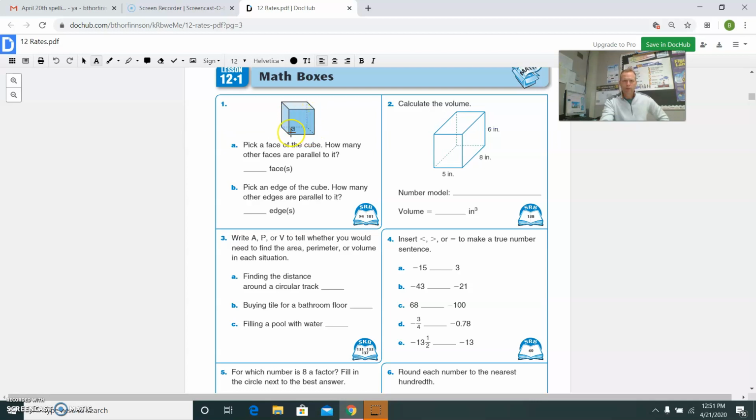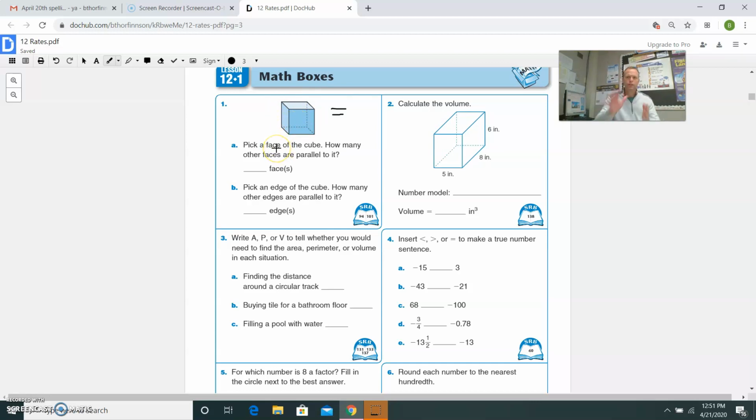If you picked this front face, that's a face, a side of it. How many other faces are parallel to it? Well, remember that parallel lines are lines that run on and on forever and ever without getting any closer or farther apart. Those aren't great, but those are parallel. So if we pick this front face, there would only be one side. This back side back here would be the only side that would be parallel with the front.